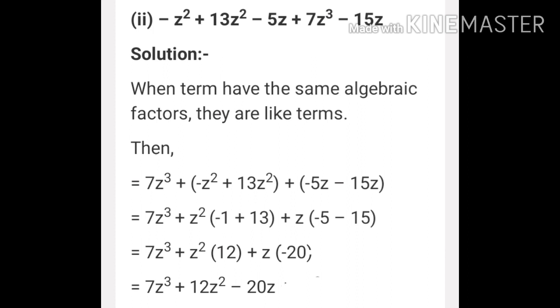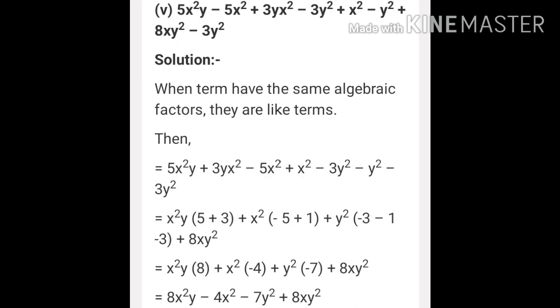7z cube has the highest power, so it will be written first, plus like terms together in the bracket: minus z square plus 13z square, plus minus 5z minus 15z. Now in the next step, z square will be taken common and 13 minus 1 means 12, plus z, minus 5 minus 15 makes minus 20, and then in the last step it will be 7z cube plus 12z square minus 20z.